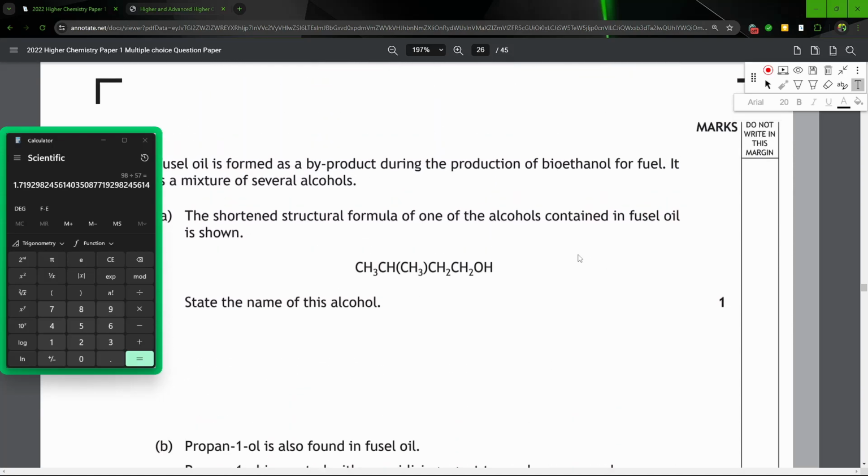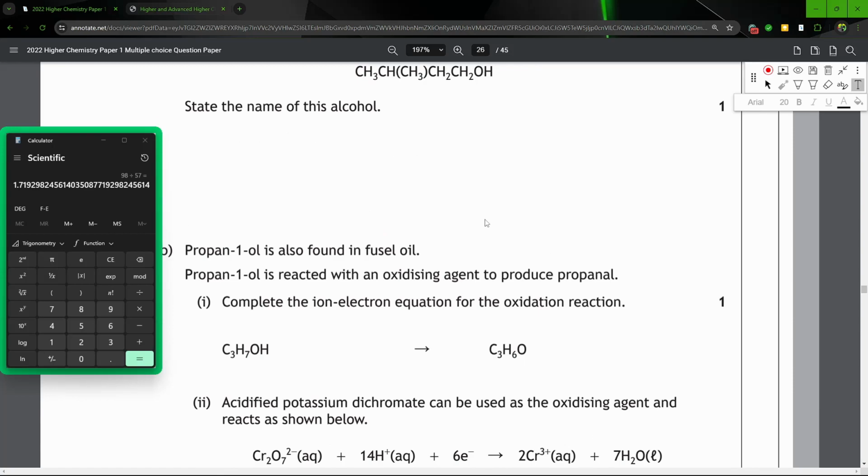Oh, it's going to up and disappear. That's really useful, actually. I like that feature.